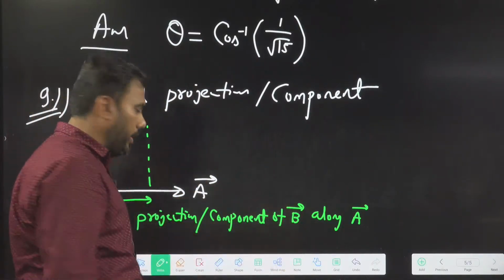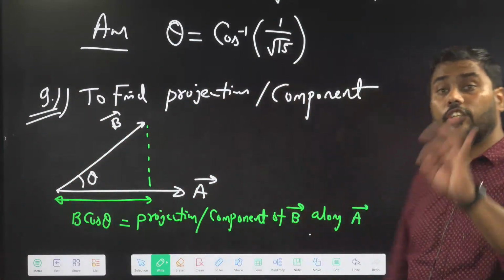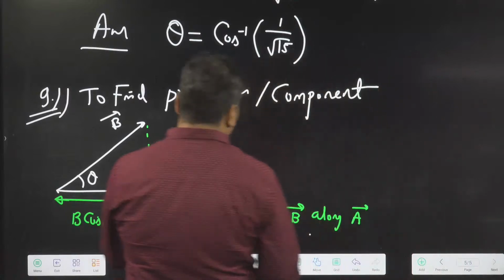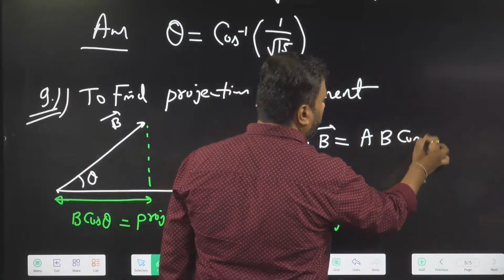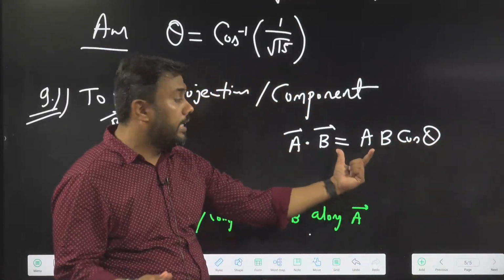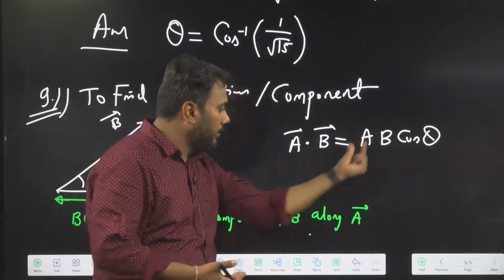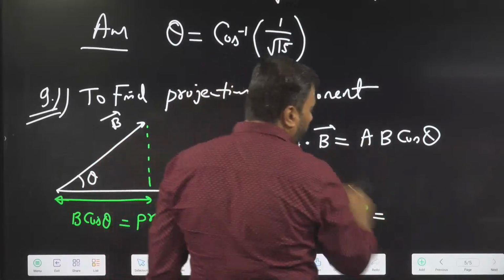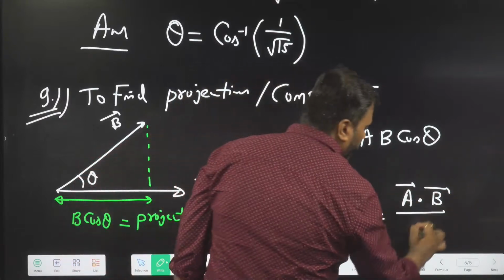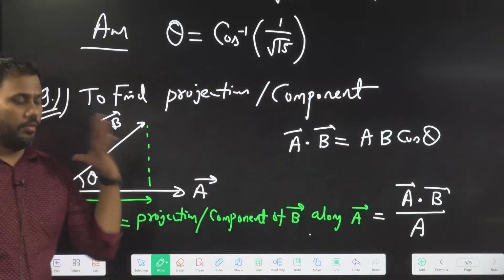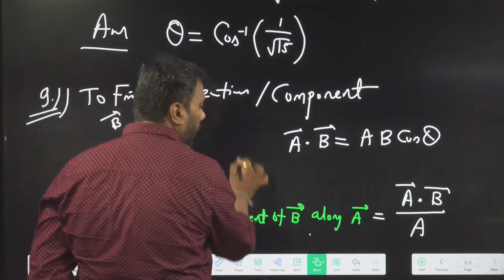How to find this B cos theta? Sometimes they give you vectors and they ask what is the component of one vector in the direction of the second. Remember, the dot product of two vectors is AB cos theta. So here cos theta is there, B cos theta. For B cos theta, I may divide A vector dot B vector by A. Very simple.